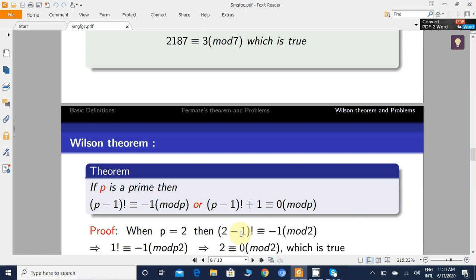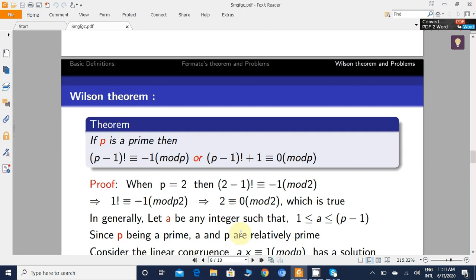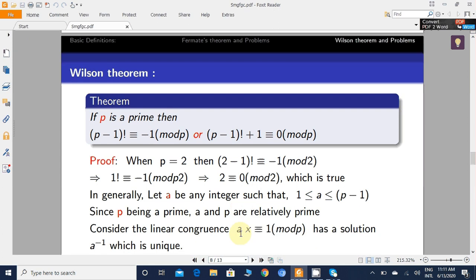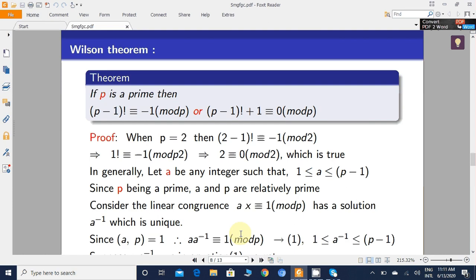Next, we go to Wilson's theorem. The statement: if p is a prime, then (p minus 1)! is congruent to minus 1 mod p. Otherwise, if I take this minus 1 to the left hand side, (p minus 1)! plus 1 is congruent to 0 mod p. Now we go to the proof.